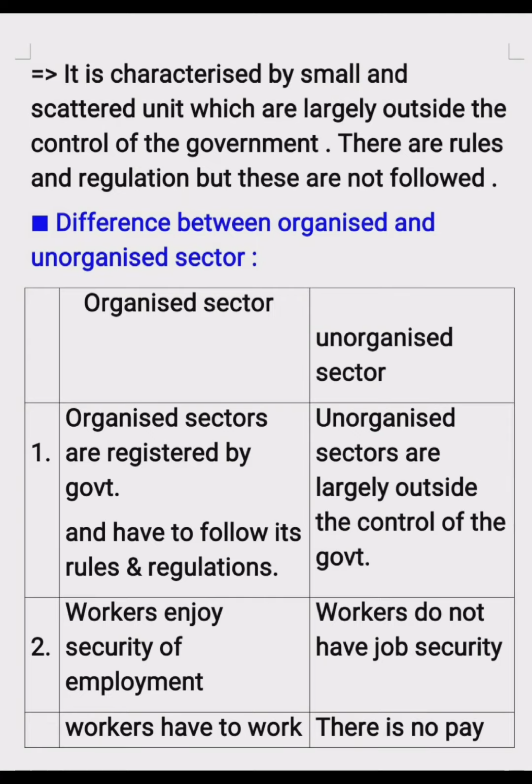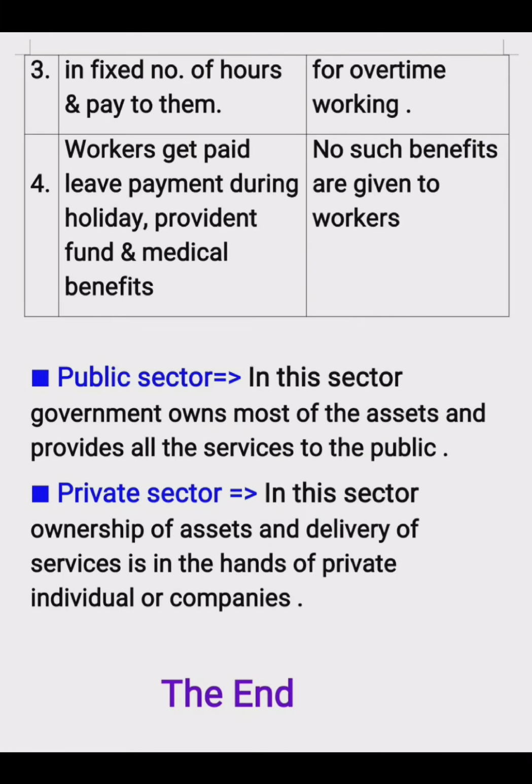Let's talk about the last category, that is, on the basis of ownership. It has public sector, private sector and joint sector. In the public sector, the government owns most of the assets and provides all the services. The next is the private sector. In this sector, ownership of assets and delivery of services is in the hands of private individuals or companies. The third one is the joint sector. It is a form of partnership between the public sector and the private sector.